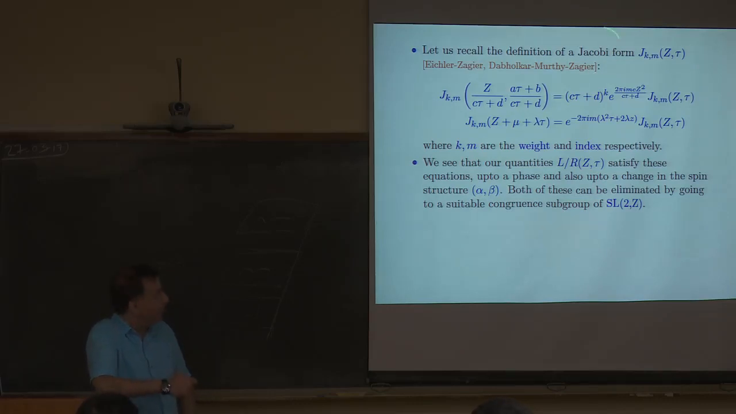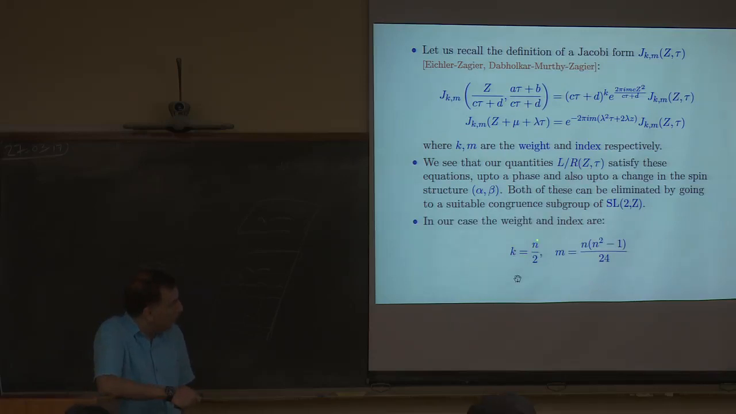So this is the problem. This book doesn't mention anything about possible changes in the spin structure. But the answer for mathematicians is you can always go to a congruent subgroup of SL2Z in which the spin structure doesn't change and the phase isn't there. That's the same way you understand the genus-1 theta function. Anyway, the weight we found is n by 2 and the index is this.